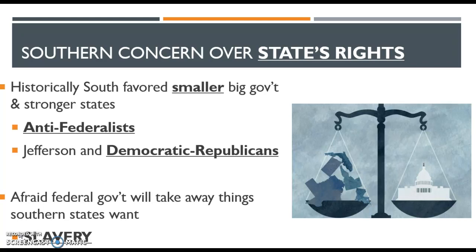Particularly, southern states are afraid that if the federal government is too strong, they will take away states' rights to slavery. You cannot separate slavery and states' rights completely, right? So even though the southern states are concerned about states' rights, they want those rights in order to protect slavery, along with other issues.